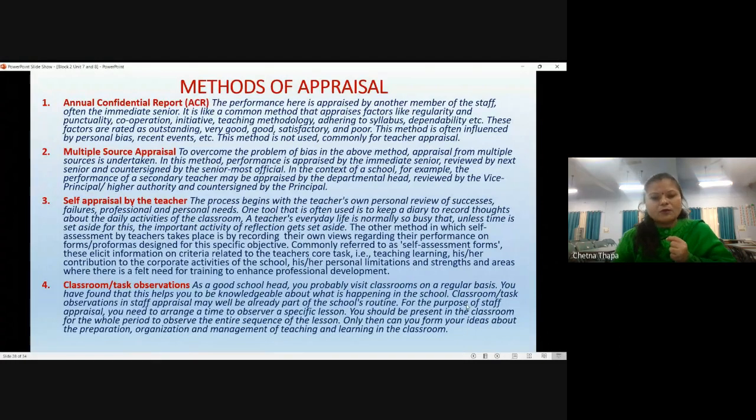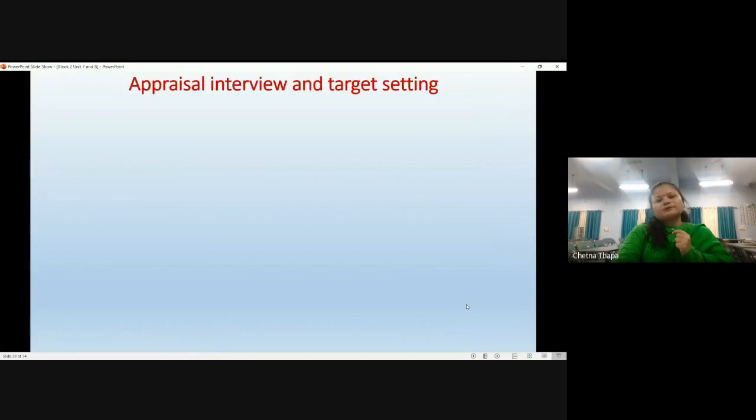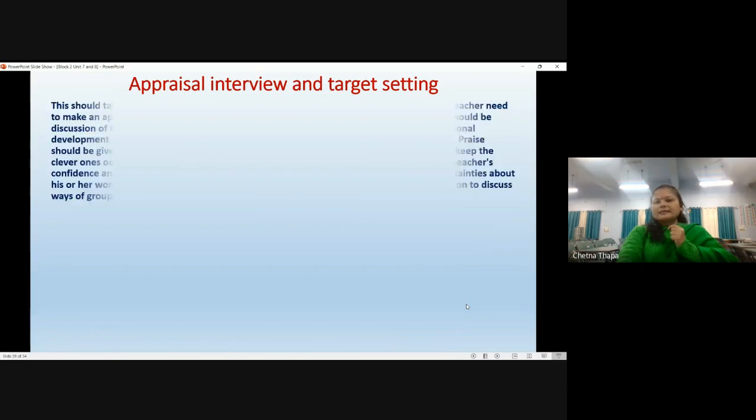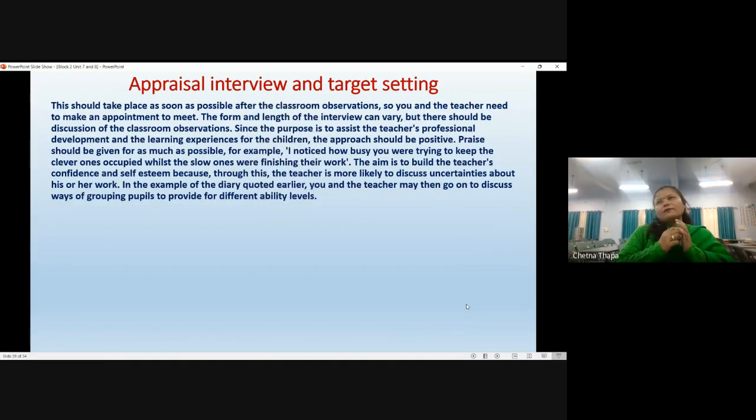So you can have an overview of it, that too on a primary basis. You are not taking the secondary, you're not going for the secondary documentations. You are actually there empirically visiting the classes and having an observation of the classroom transactions. So these are the various methods of appraisal. Now, another thing is when you go for the appraisal interview and target setting. When you have already gone for the classroom observation, now you will look forward to meeting your teacher afterwards.